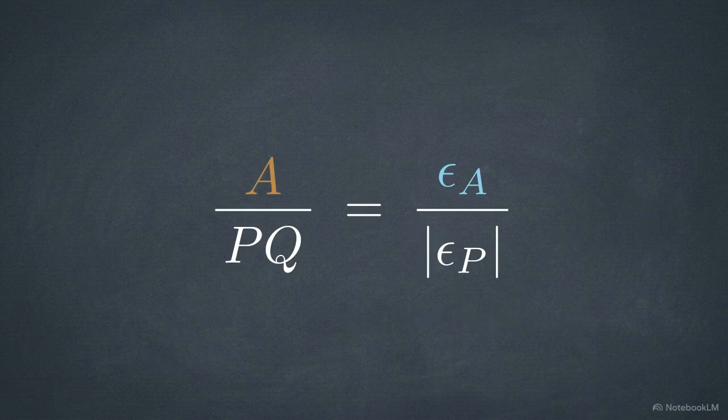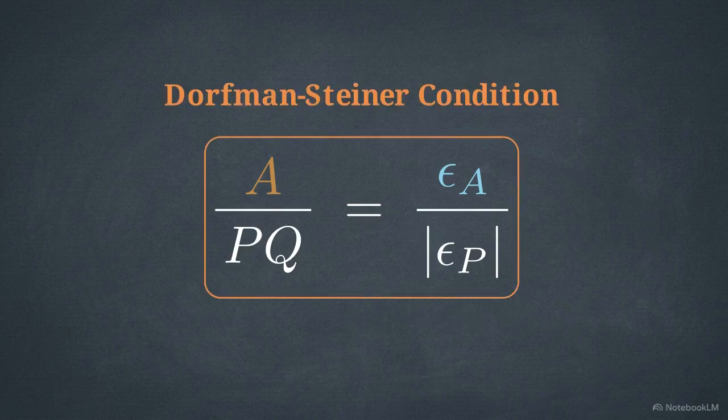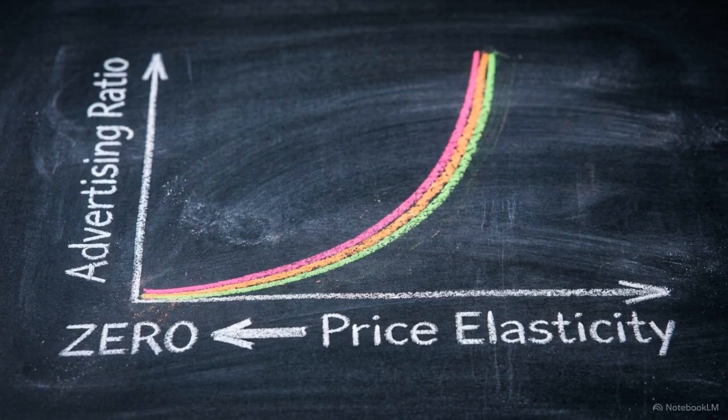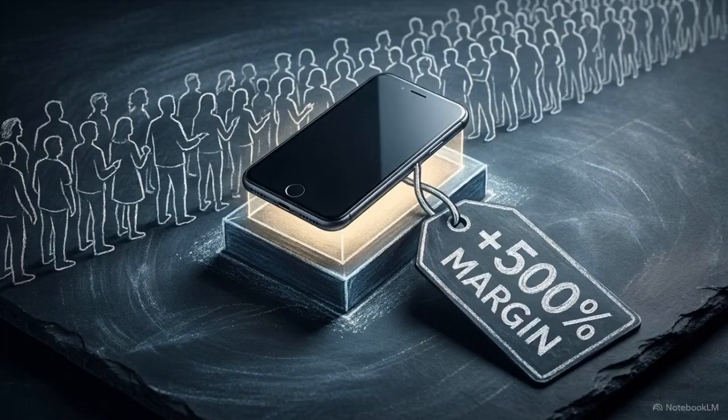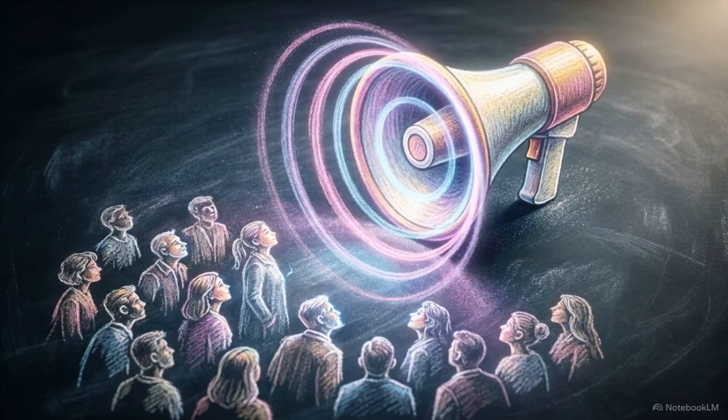This is the Dorfman-Steiner condition. The optimal advertising ratio equals the advertising elasticity divided by the price elasticity. As price elasticity gets lower, meaning it approaches zero, the optimal advertising ratio must increase. A low price elasticity means a firm has the market power to maintain a high price-cost margin, its Lerner index, without losing buyers. A common professional assumption holds that aggressive advertising is the tool used to create market power.